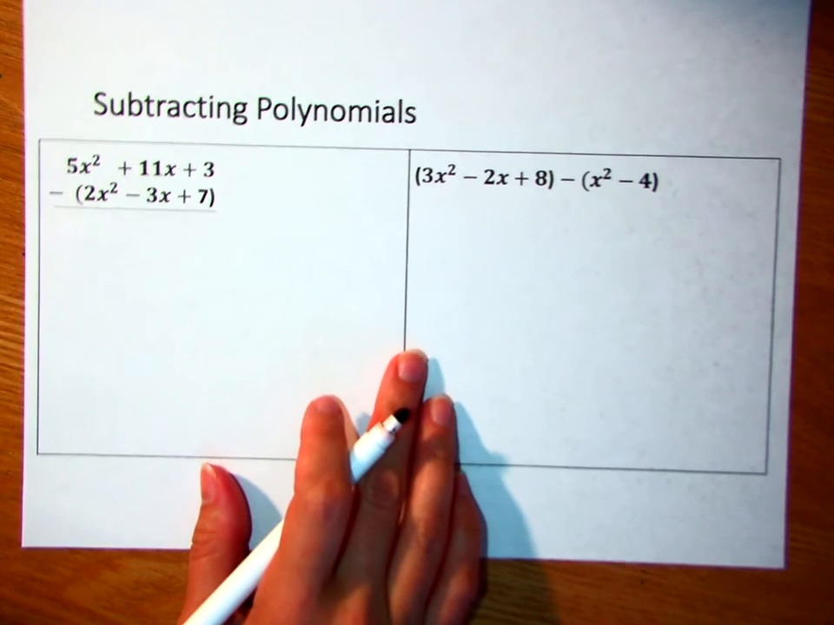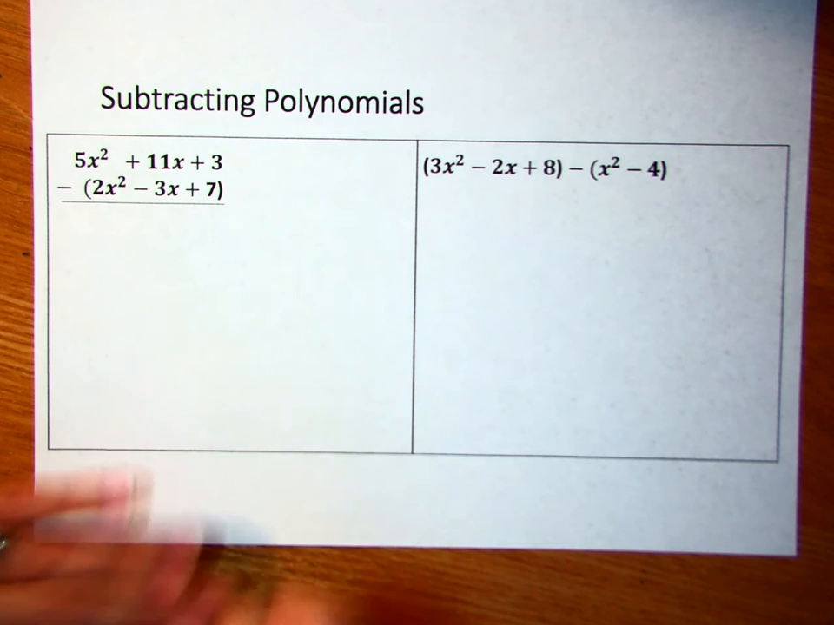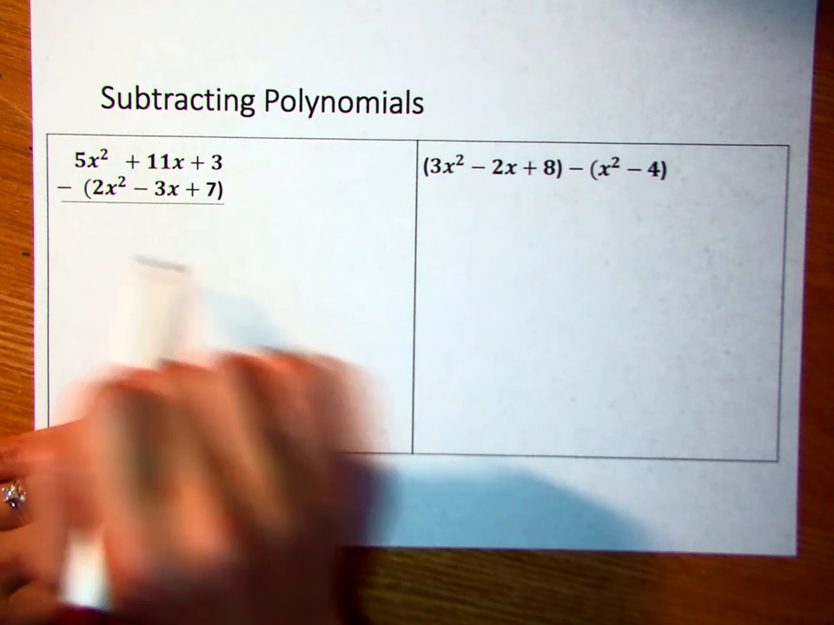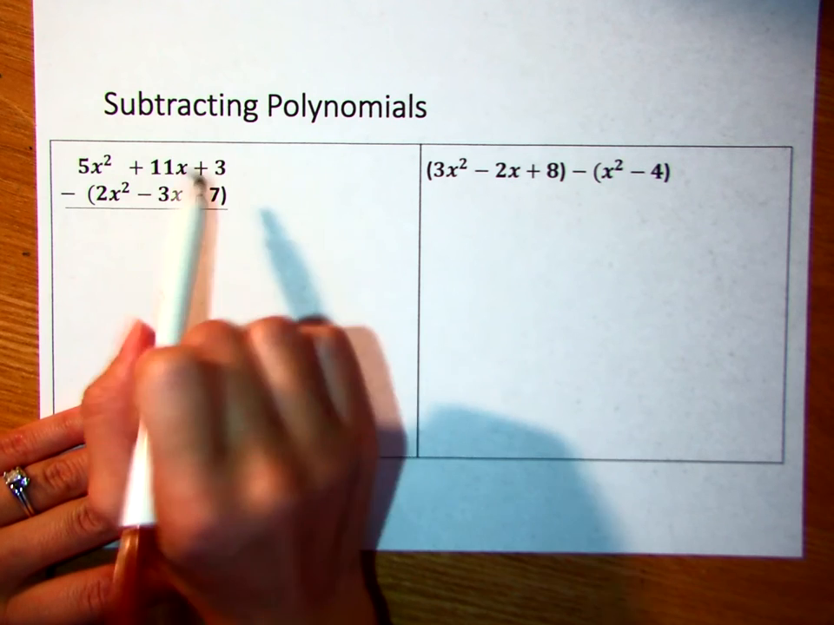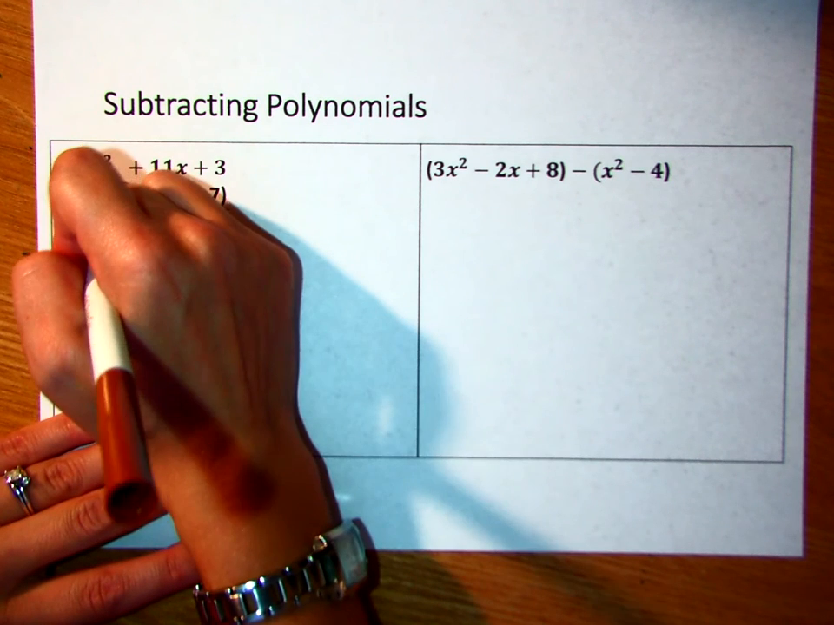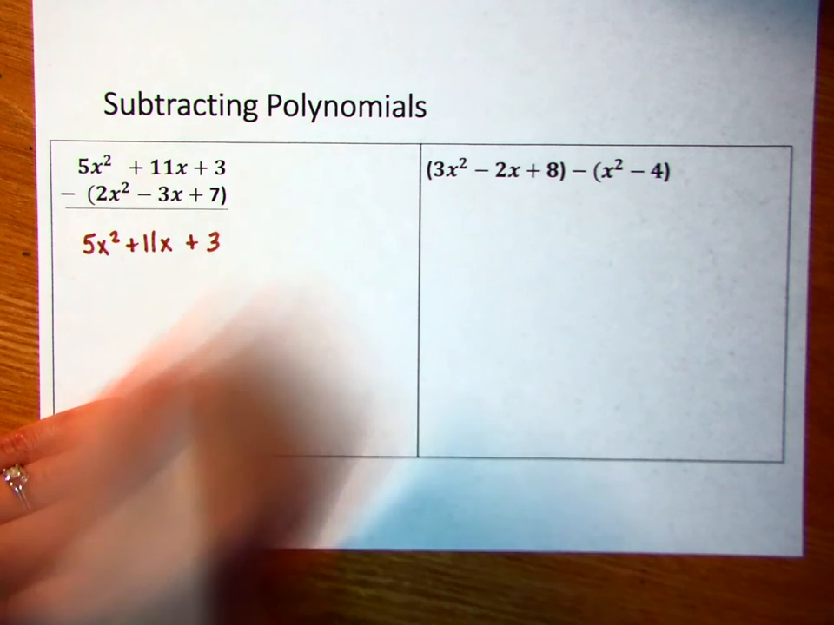Subtraction is a little different, and often I encourage my students to do the extra step in subtraction so you don't make a careless error. So we're not even going to go ahead and jump right into this. We're going to change this problem. There's nothing going on at the top. The top, we're just going to go ahead and transfer it. So 5x squared plus 11x plus 3.